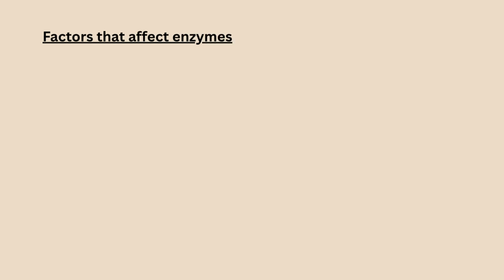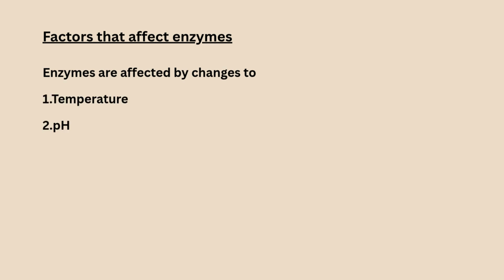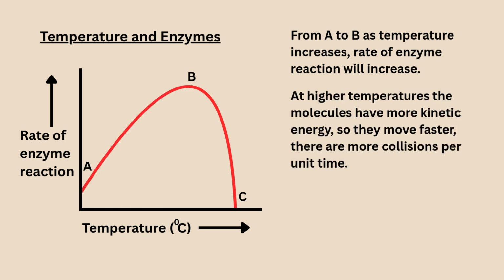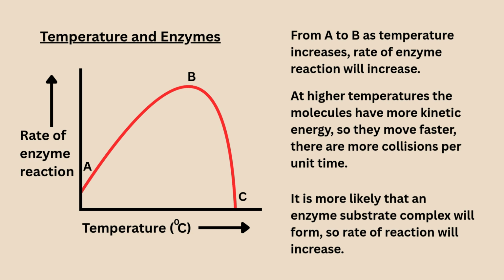Factors that affect enzymes. Enzymes are affected by changes to temperature and pH. From A to B, as the temperature increases, the rate of the enzyme reaction will increase. At higher temperatures, the molecules have more kinetic energy, so they move faster and there are more collisions per unit time. It is more likely that an enzyme-substrate complex will form, so the rate of reaction will increase.